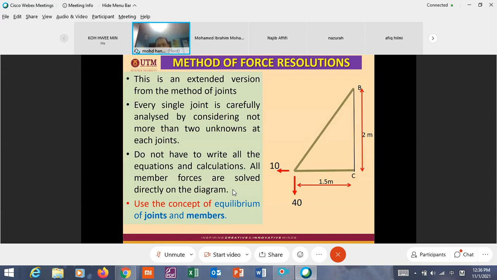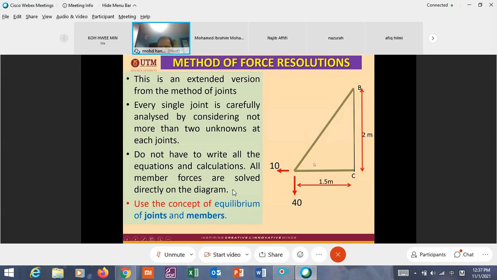This is a very basic example, not included in your lecture note. You have also learned it in first year. For example here: 10, 40, 1.5, 2 meters. Okay, what are the member forces here? Remember, this is first year.